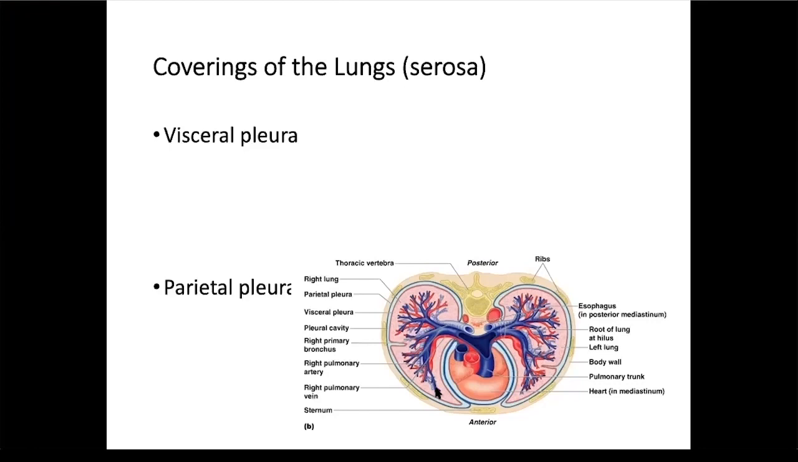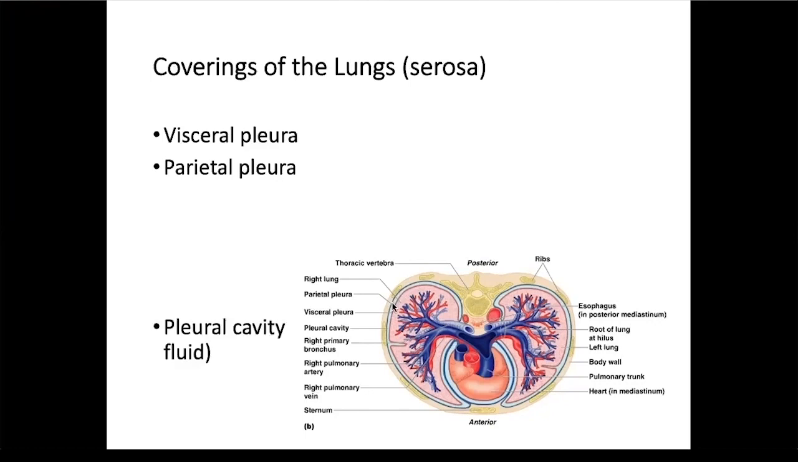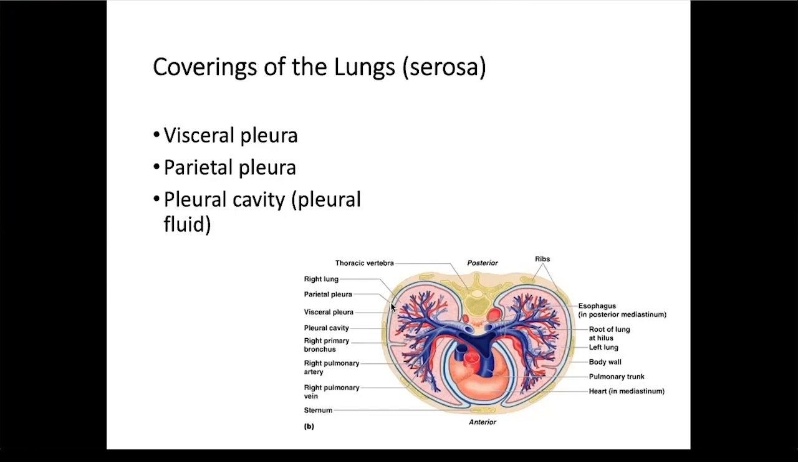So this is your lung. The parietal pleura is going to be this darker blue line here that's up against the cavity wall. And in between, you're going to have this light blue area that's called the pleural cavity, and it is filled with pleural fluid. That fluid is a lubricant that prevents these two pleura from rubbing up against each other when you are breathing.